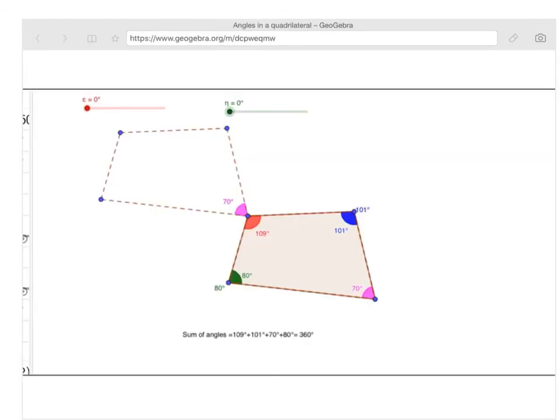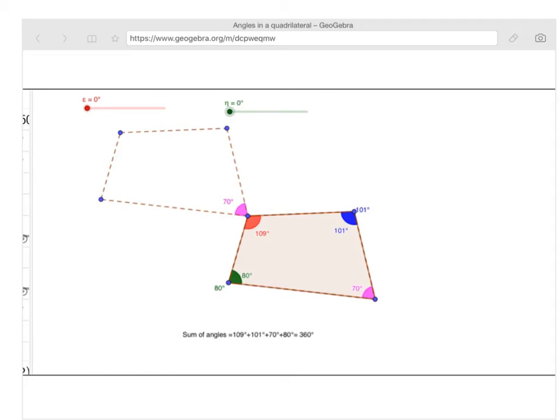The angles of a quadrilateral add up to 360 degrees. We can prove this by taking any quadrilateral you can draw, and by drawing a line from one corner to the diagonally opposite corner, or vertex, you'll make 2 triangles.